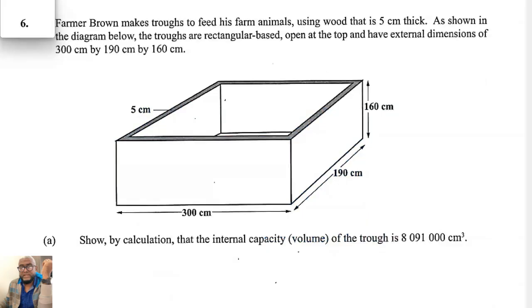Copy. Pause. Farmer Brown makes troughs to feed his farm animals using wood that is 5 centimeters thick. So you're seeing this thickness here, Dimitri? Look in here, Dimitri. Watch it here. Let's see the wood. How thick is the wood? 5 centimeters thick. Everybody good there?